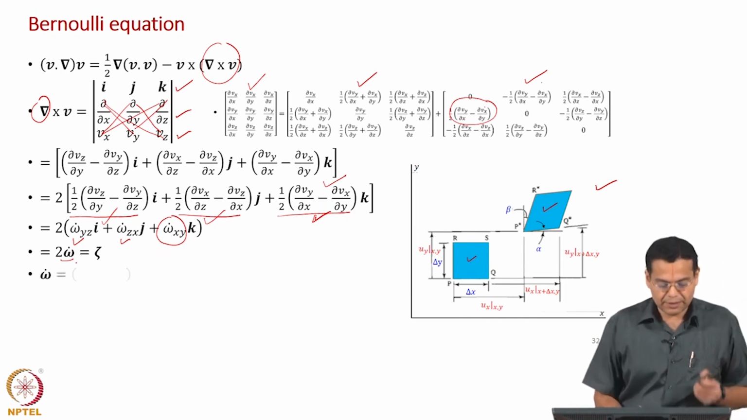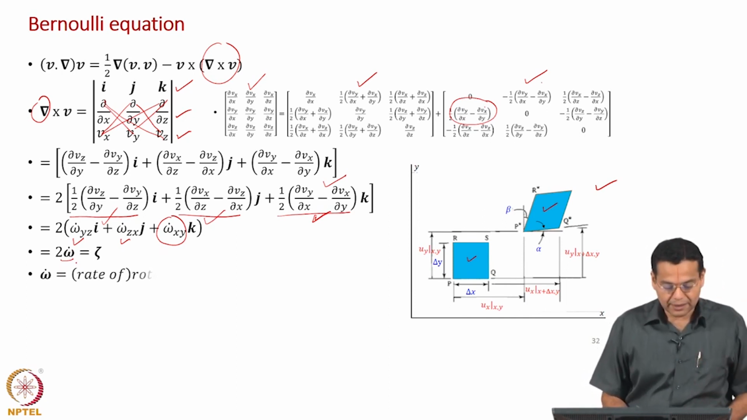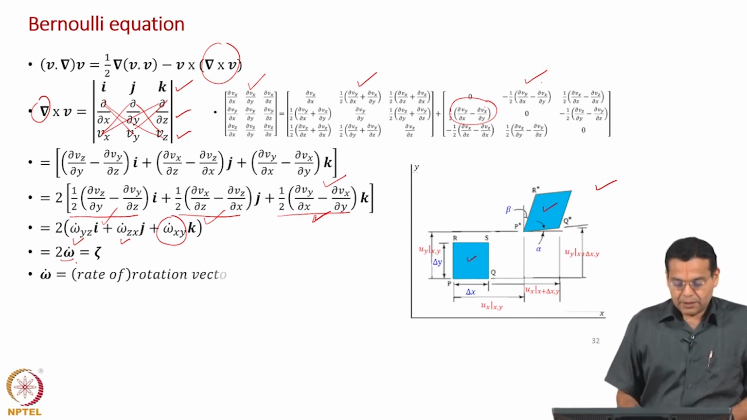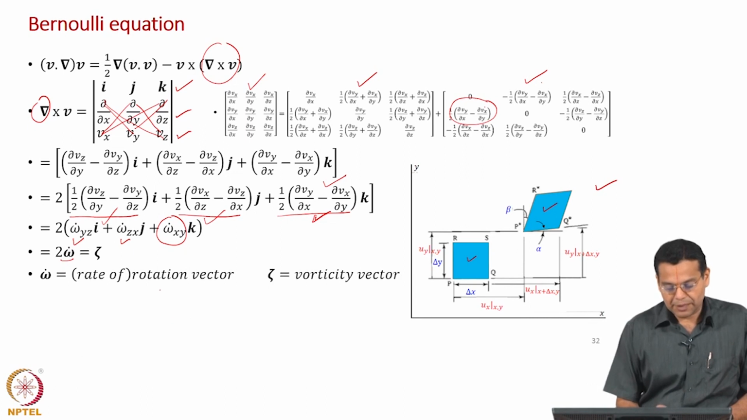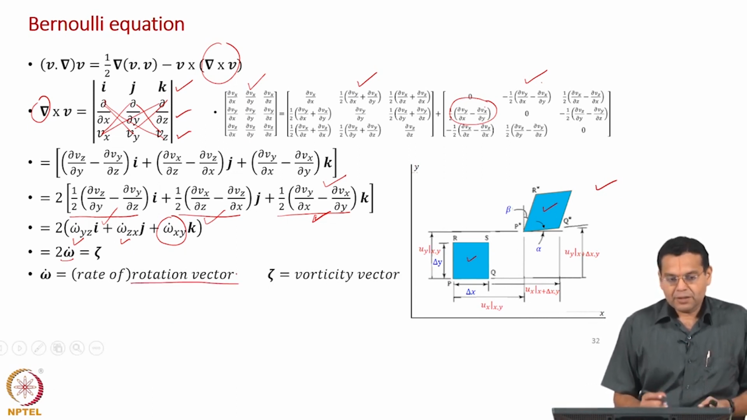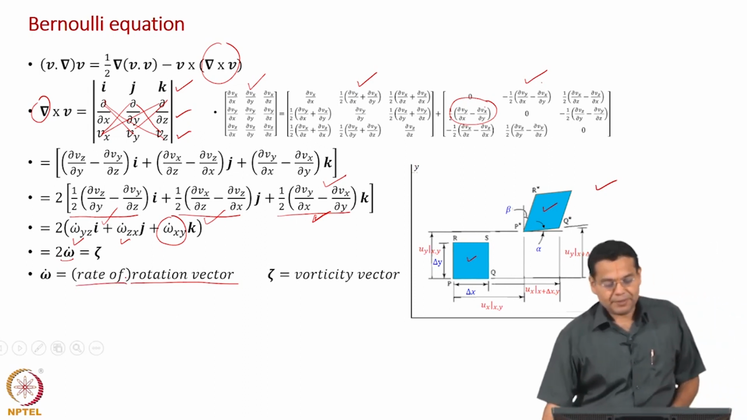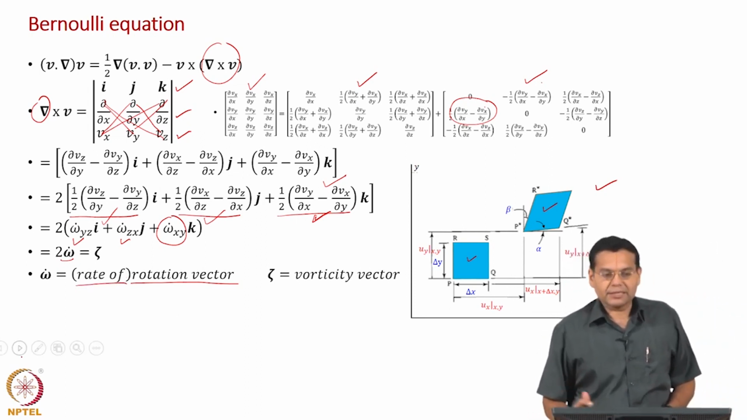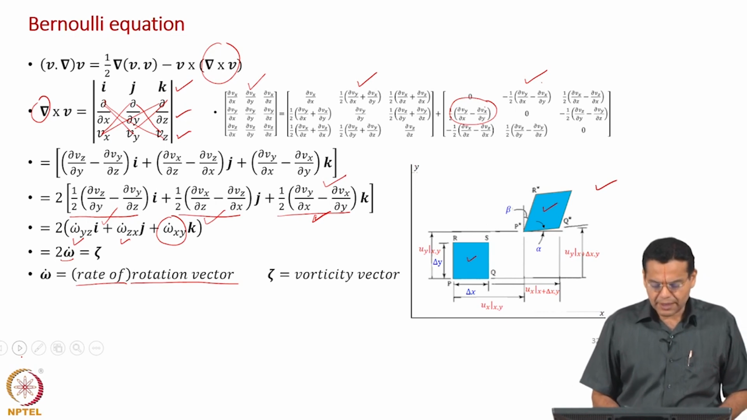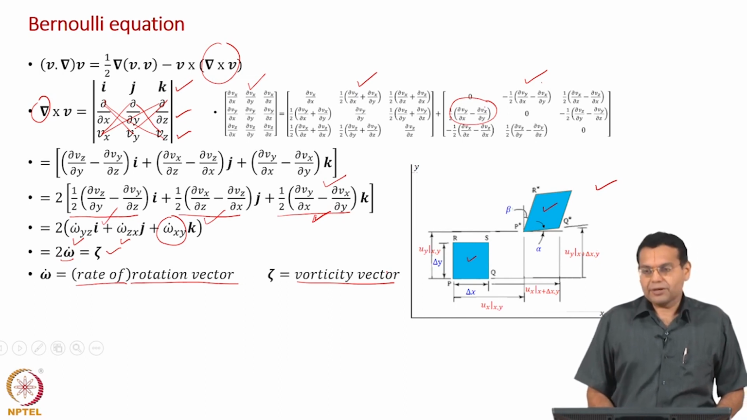So, let us give names to them. Omega dot is the rate of rotation vector. Usually fluid mechanics books may call it just the rotation vector. To be in line with our nomenclature, we will call it the rate of rotation vector. And the vorticity vector is twice the rate of rotation vector.